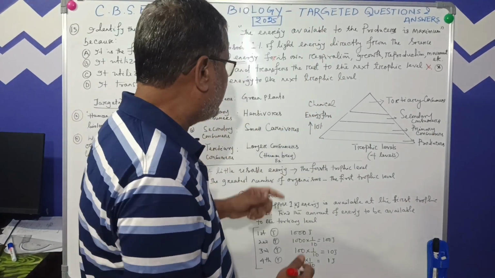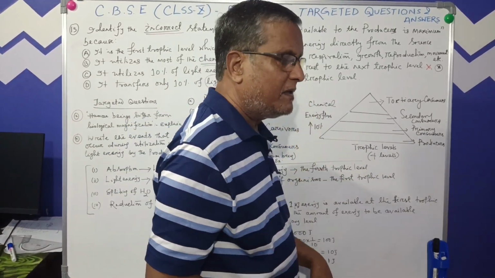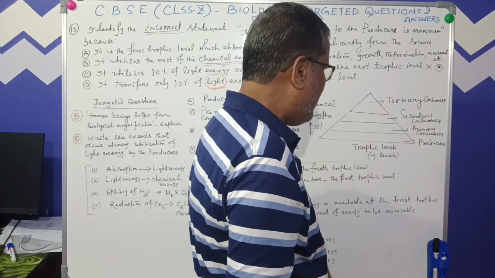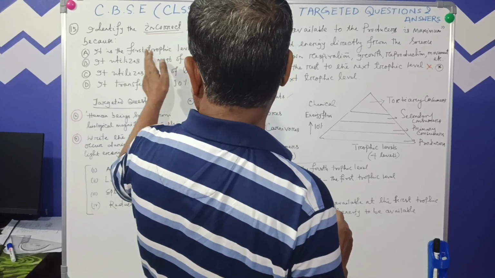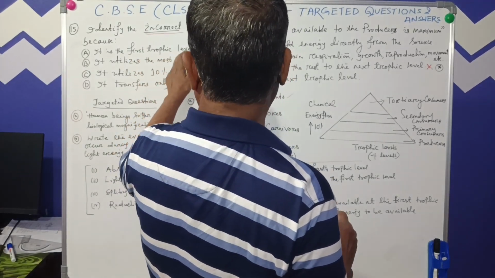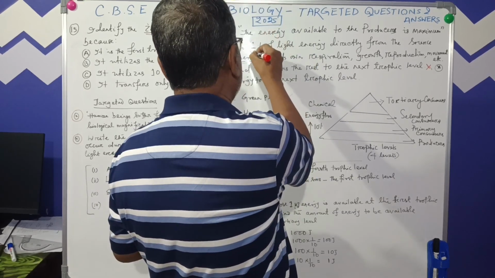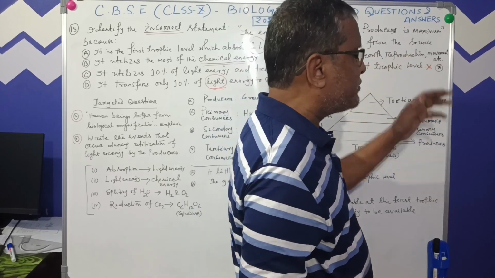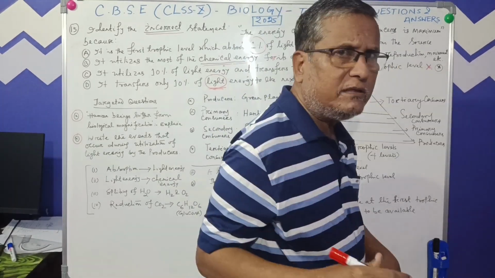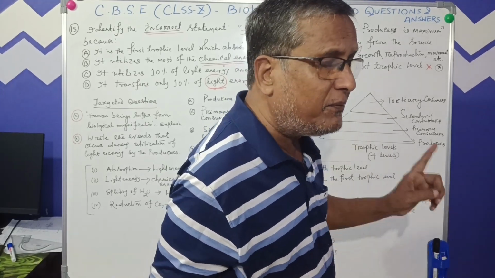So producers are generally green plants. Green plants capture the first trophic level, that is, green plants absorb 1% of light energy directly from the source, that is the sunlight. So they capture 1% of sunlight.